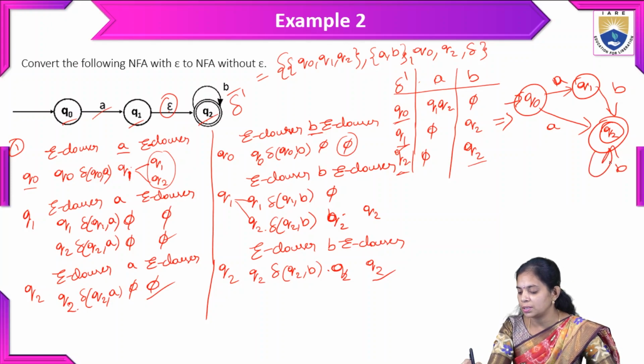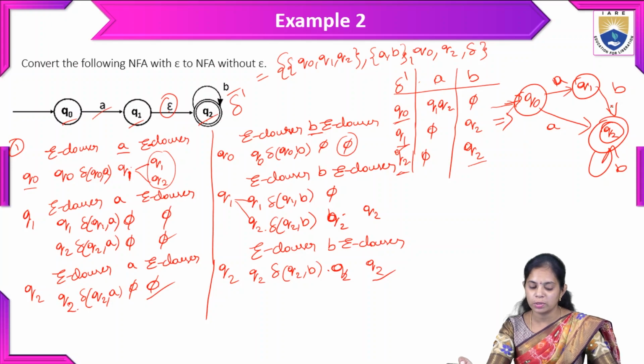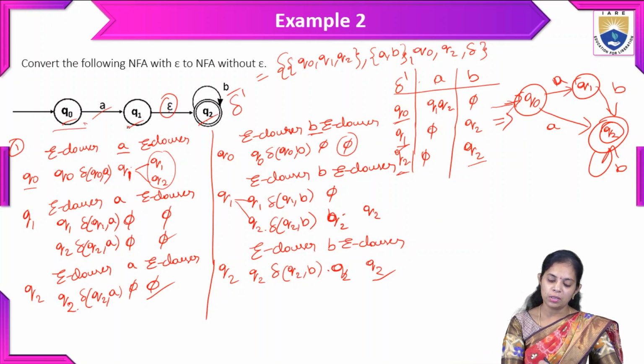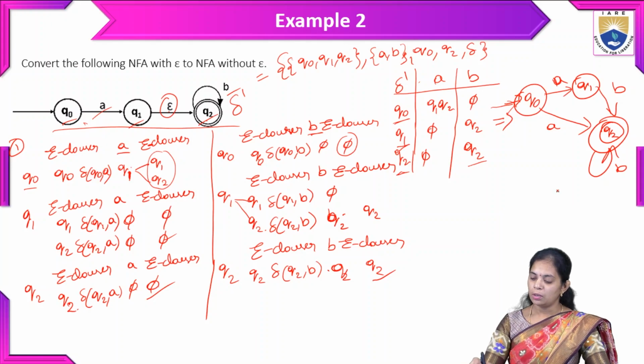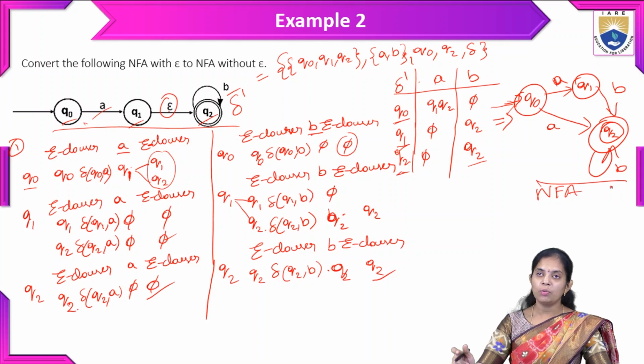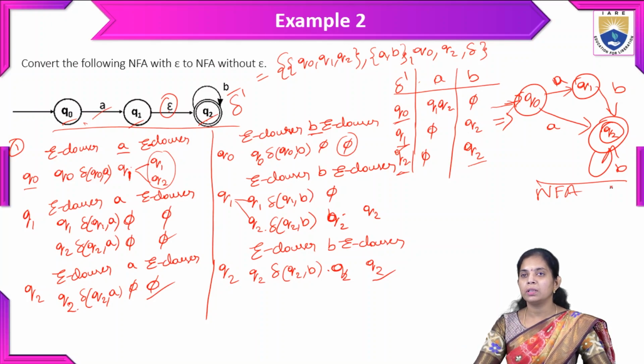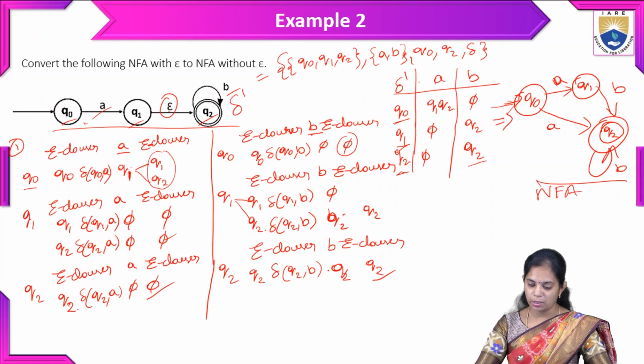There is no other transition. So by seeing this diagram, there are no epsilon moves, so we just converted the epsilon NFA to a normal NFA. This is how we convert the given epsilon NFA to a normal NFA, non-deterministic finite automata.